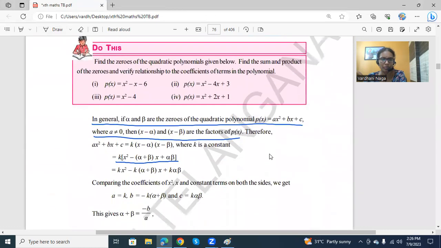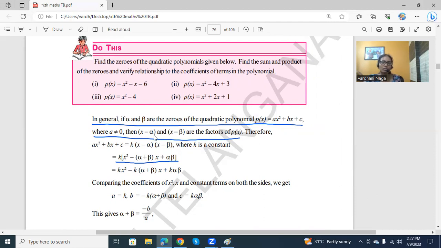See here. In general, if alpha and beta are the zeros of the quadratic polynomial ax square plus bx plus c, where a should not be equal to 0, because this is a quadratic, since the degree is 2, we will get two zeros or two factors. Then the factors are x minus alpha and x minus beta. If 2 and 3 are the two zeros, then x minus 2 and x minus 3 will become the factors. So simple.